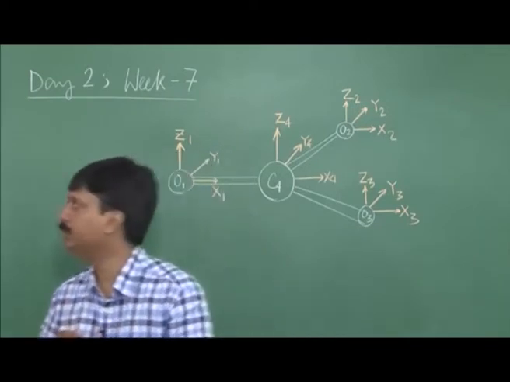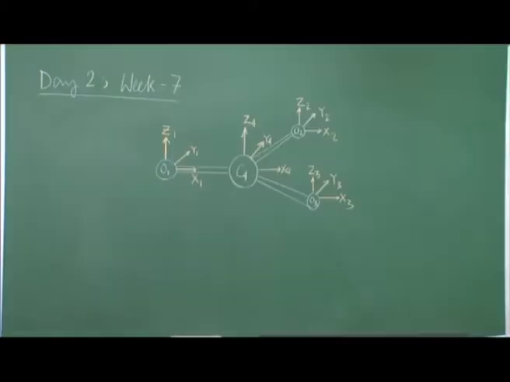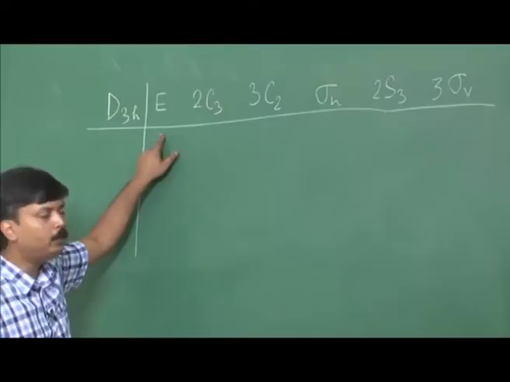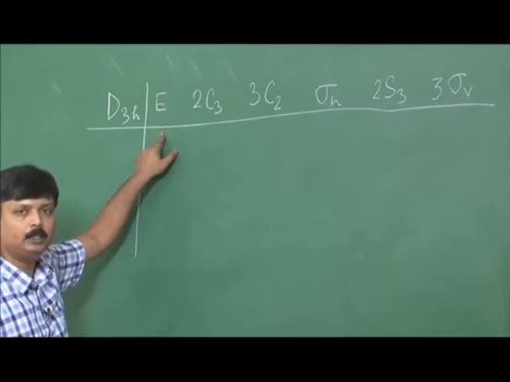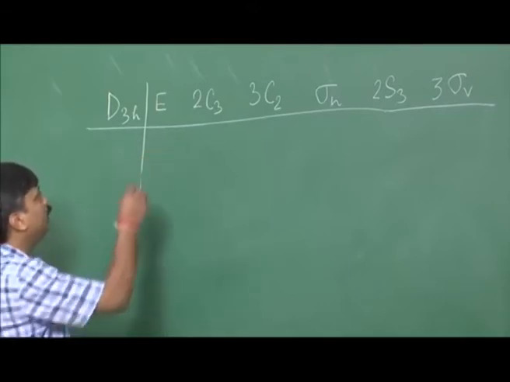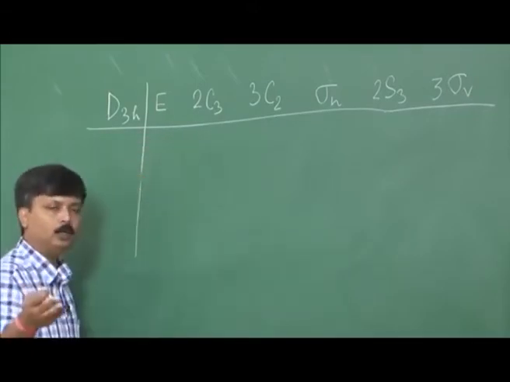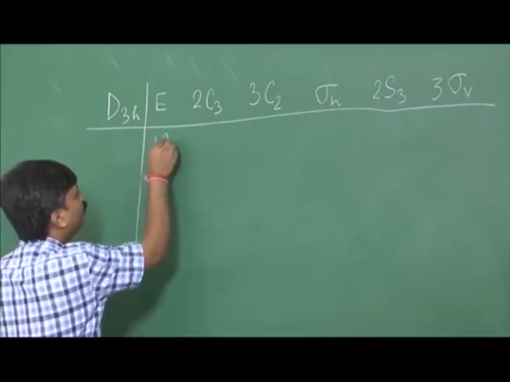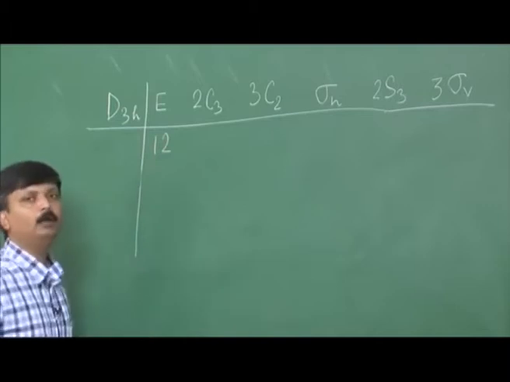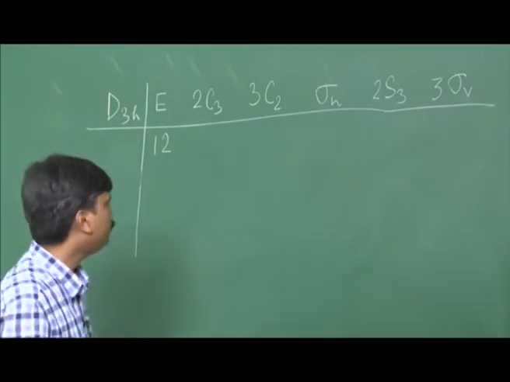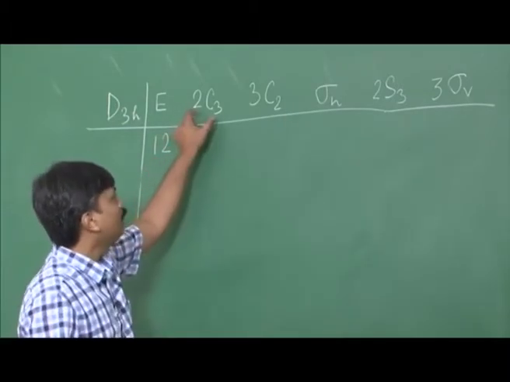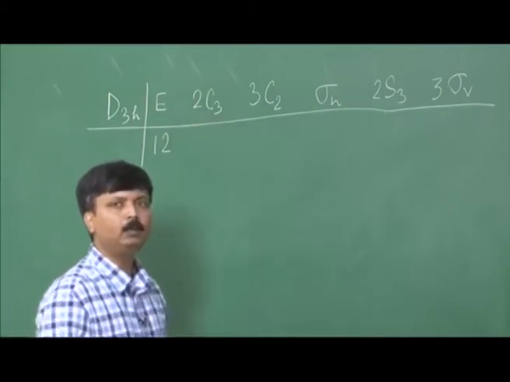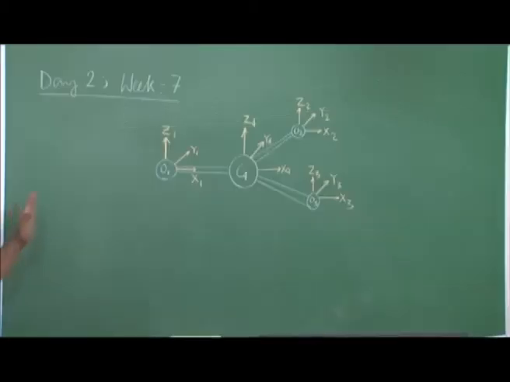All right, so let's figure out what the characters of this representation will be. Identity will give me a 12 by 12 unit matrix. So ultimately all the diagonal elements will give me 1 each, and with a total of 12 diagonal elements, I will get a character of 12. Now when I operate C3 on this particular structure, what do I get?